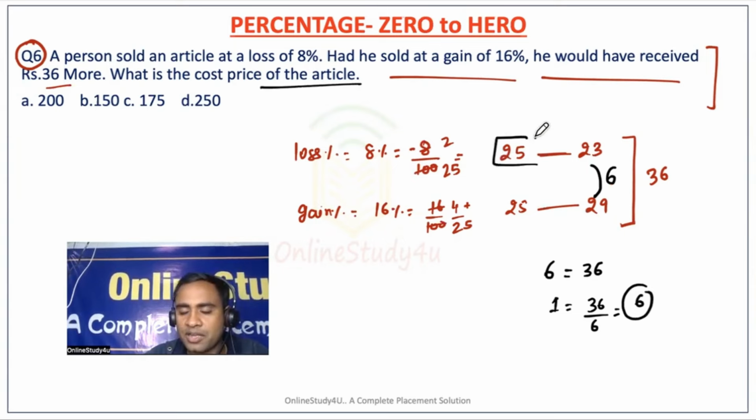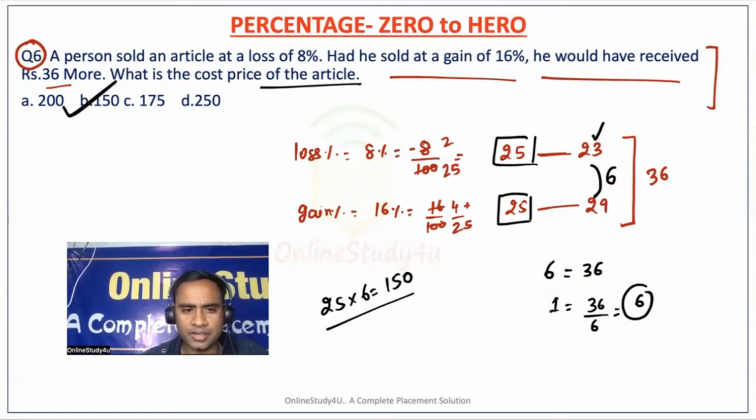The cost price of the article was 25 units. When it was a loss, he sold at 23, and when it was a profit, he sold at 29. 1 unit is 6, so 25 units will be 25 into 6, which is nothing but 150. So option B will be the correct answer.